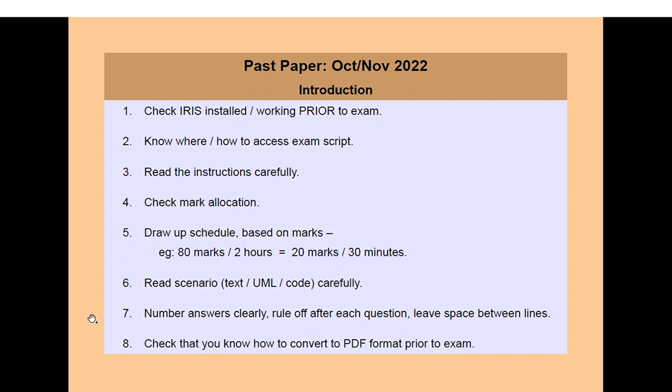And point 7, just remember there's over 500 students in the class, and the marker needs to go through 500 scripts. Do not make it difficult for the marker. They don't want to sit there trying to figure out which question you're answering. Number your answers clearly. Do things like ruling off after each question. Leave space between lines and so on. Don't cramp things up. Make it as neat and tidy as you can and easy to mark as possible.